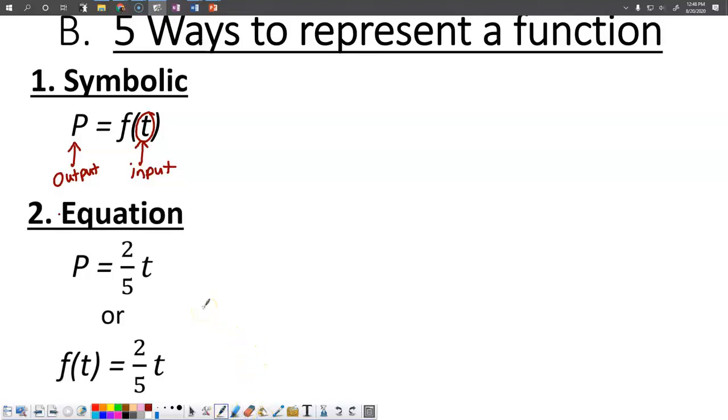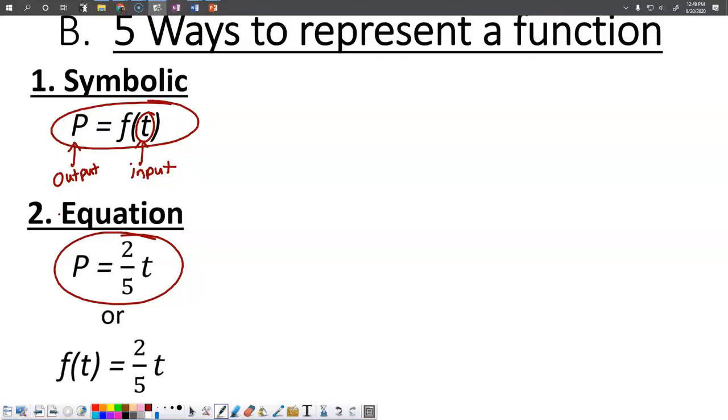So equations are cool because, unlike this that just tells you we have two variables, T and P, and they're related to each other by a function, this one actually tells you how they're related. In this case, P is related to T in the following way: P is 2/5 of T. So that tells you what the relationship is. Equations are a better way to represent a function because they actually tell you what the relationship is.